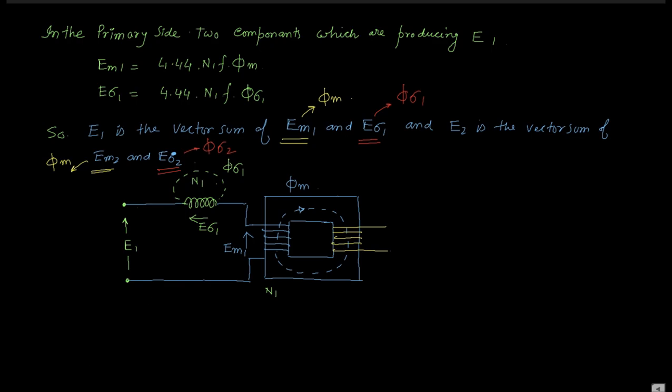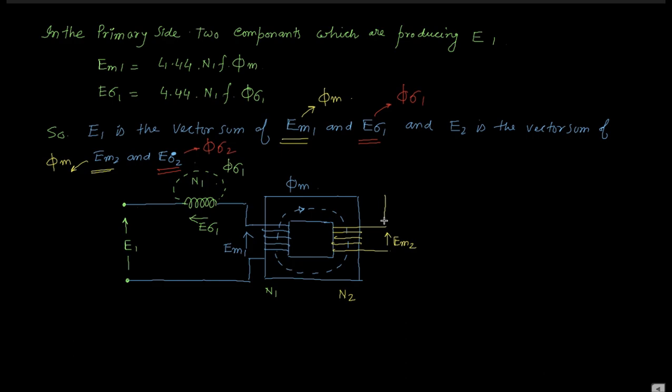So like this, in the secondary side phi m is flowing, that is phi m, that is the main flux or the mutual flux, is linked with the secondary side which has a n2 number of turn. So due to that here the induced EMF is EM2, that is the induced EMF due to the main flux.